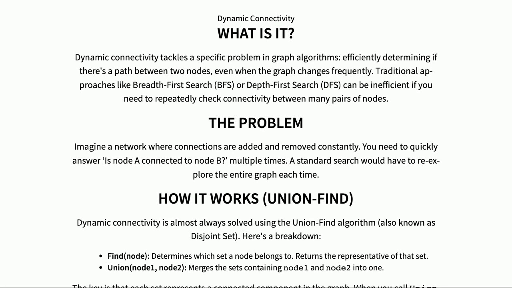Let's talk about dynamic connectivity. It's a clever trick for handling graphs where connections are constantly changing. Basically, we need to quickly check if two nodes are still connected, even as the network evolves.